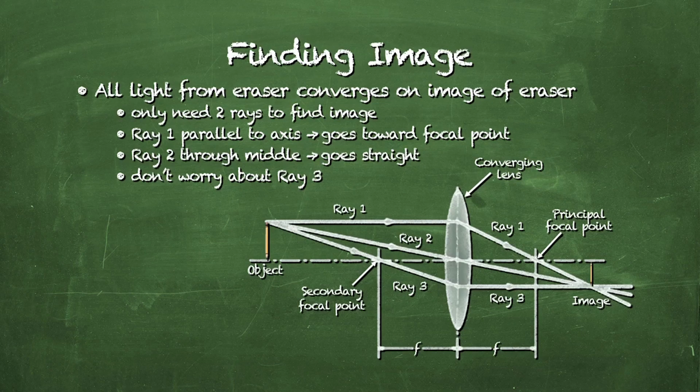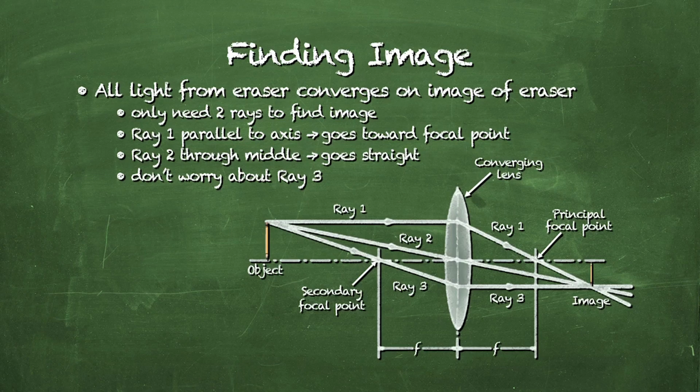What does ray 1 do? Ray 1 goes out from the eraser parallel to the axis, or the center line of the lens, and when it encounters the lens, it bends towards the focal point, the principal focal point of the lens. So you can see ray 1 going out parallel, bending towards the axis, and encountering the axis at the distance f, the focal length of the lens.